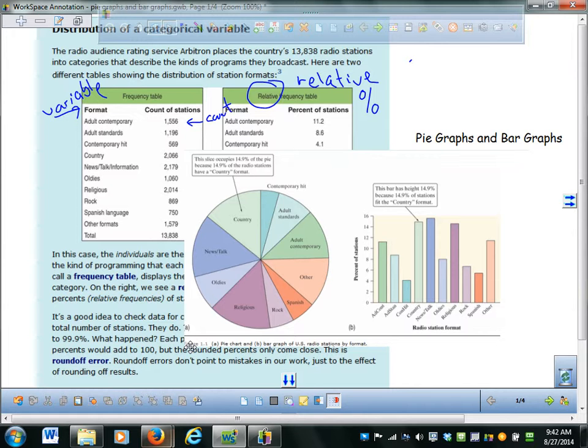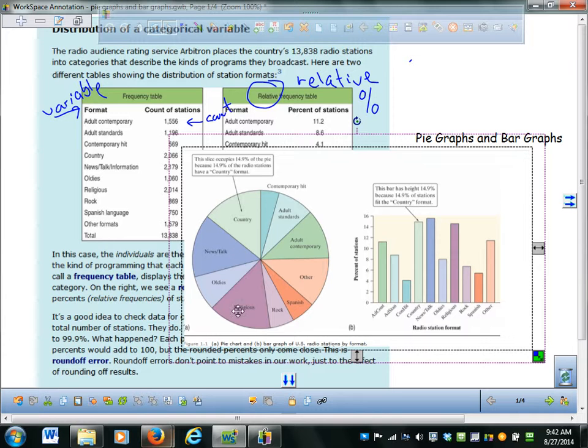So, which is better if I want to figure out what percent of stations are country stations? Which graph would I want to look at? Would I want to look at the pie graph, or the bar graph? If I want to know really precisely which percent of stations are country stations. Bar graph. Probably the bar graph. How come? Because it actually says the percents.